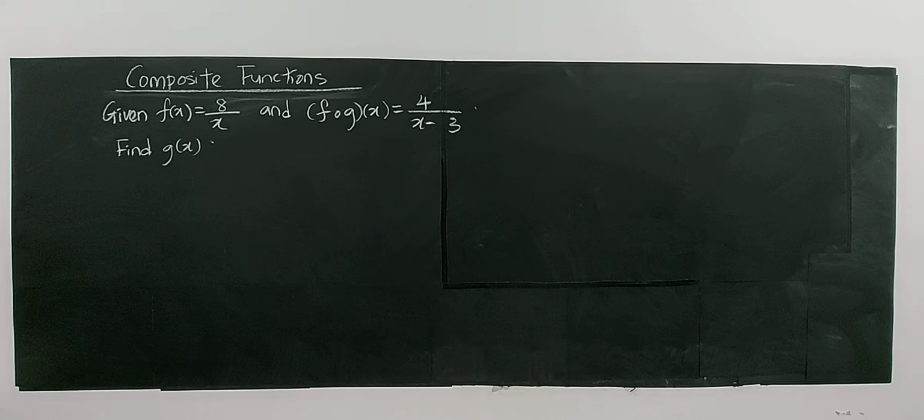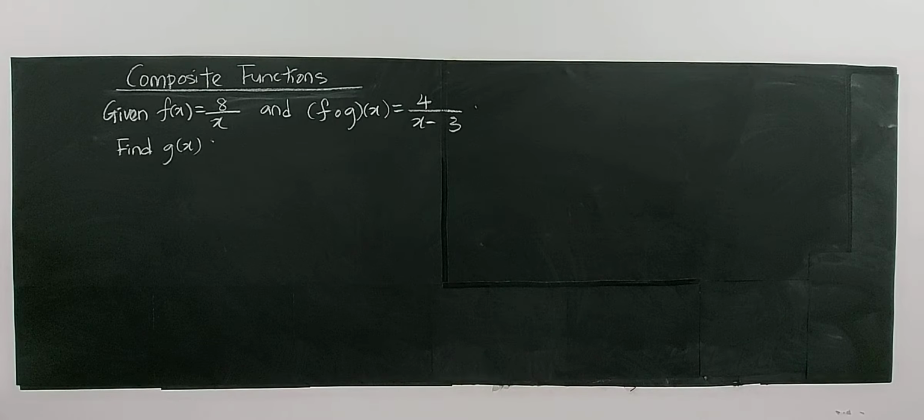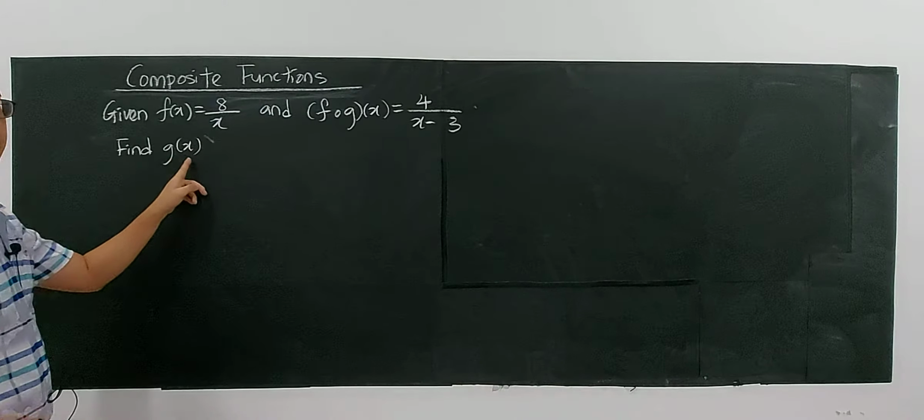Hi, alright, in this video we're going to talk about composite functions. Given f(x) equals 8 over x and f(g(x)) equals 4 over x minus 3, you need to find g(x) here.